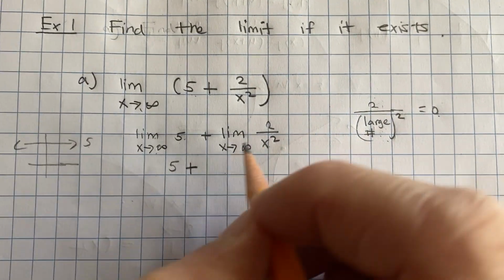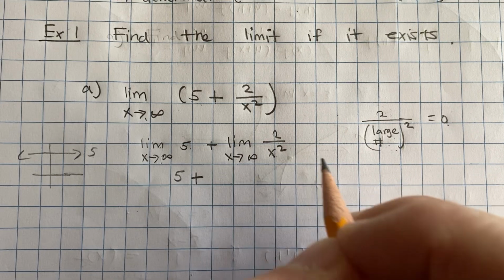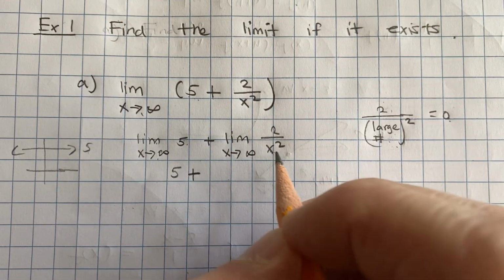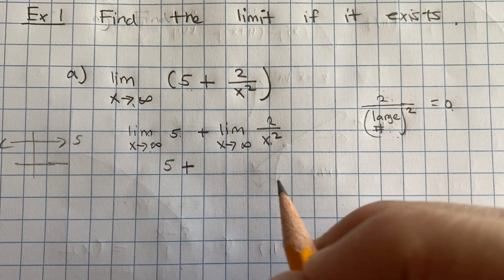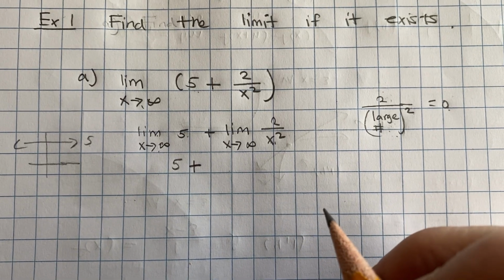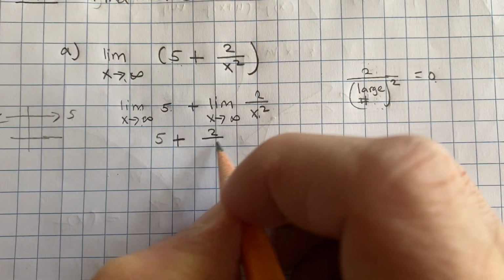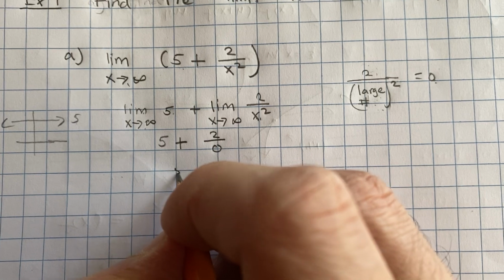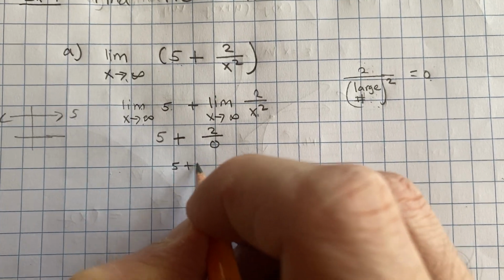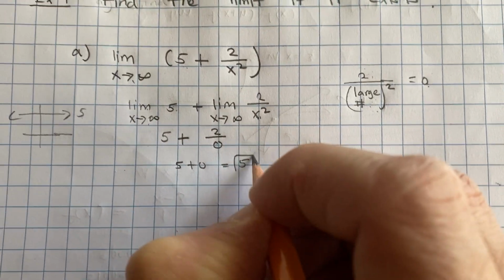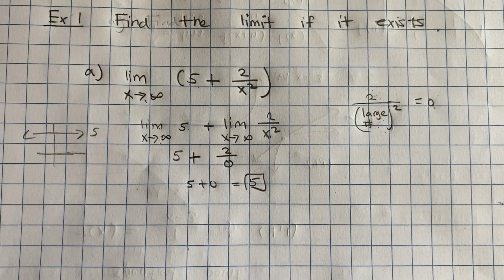So what you can do to show your work is, don't plug in infinity, because infinity is not a number. I know some math teachers will be very picky, myself included, if I teach calc next year. You're going to get 2 over a large number, which is 0, so 5 plus 0, which is just 5. Okay, and that's how you would show your work on a problem like this.